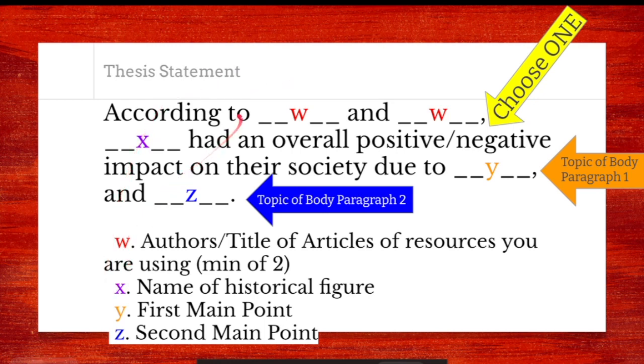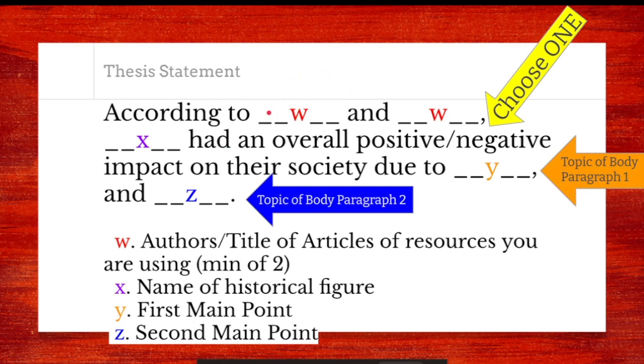Let's start with the W's, okay? According to W and W, the W's in this are the authors or the titles of articles of the resources you are using. So think back to when I read the directions to you. I said that you have to have a minimum of 2 reputable sources. This is where that is going to come into play, okay?